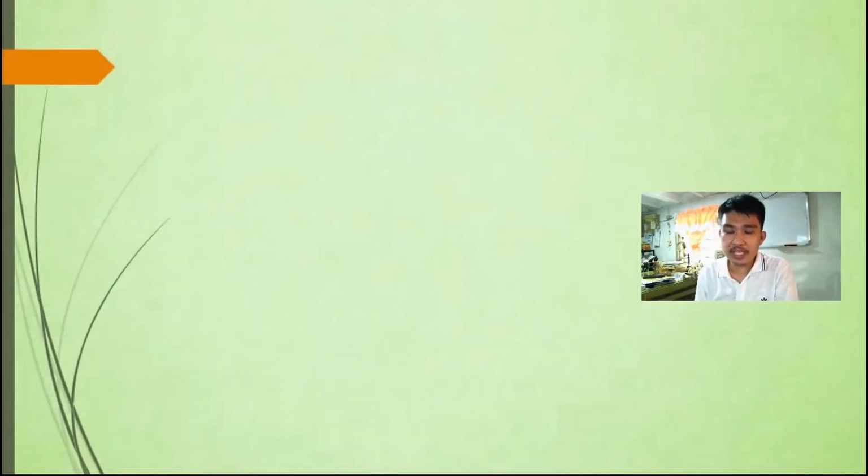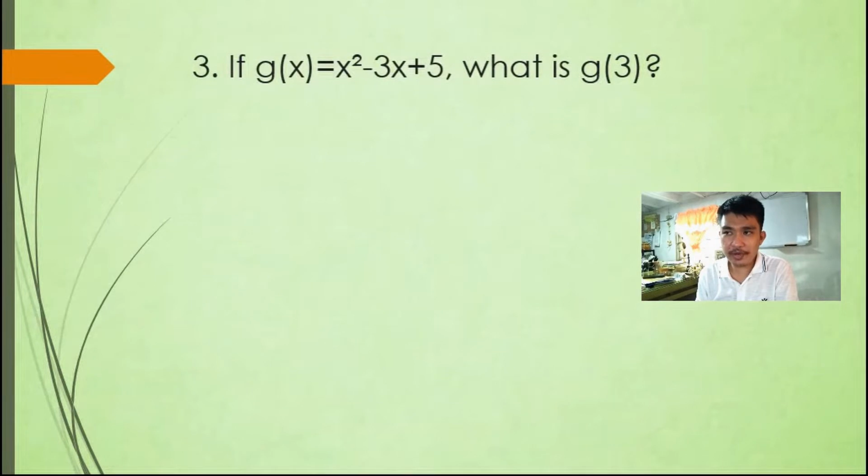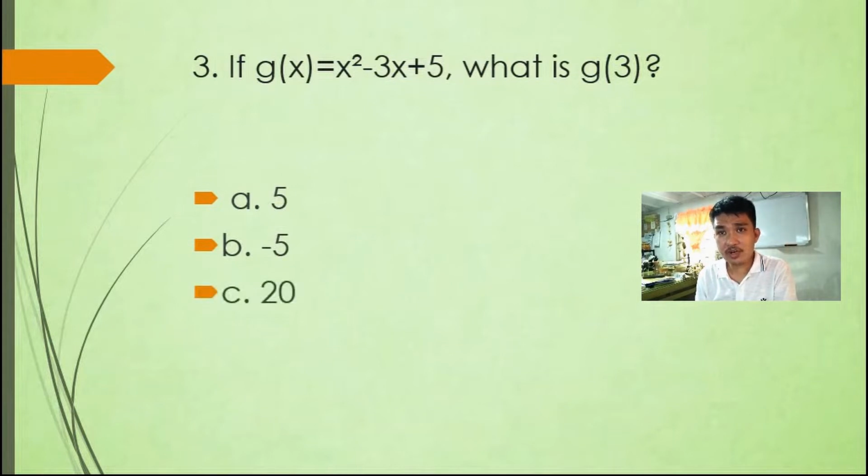Number 3. If g of x is equal to x squared minus 3x plus 5, what is g of 3? Letter A, 5. Letter B, negative 5. Letter C, 20. Or letter D, negative 20.